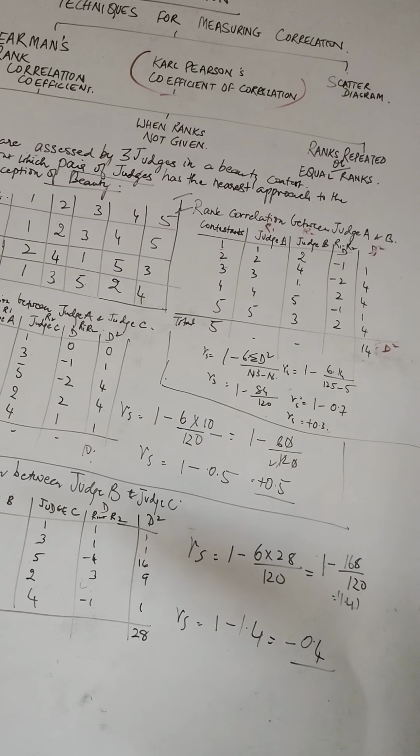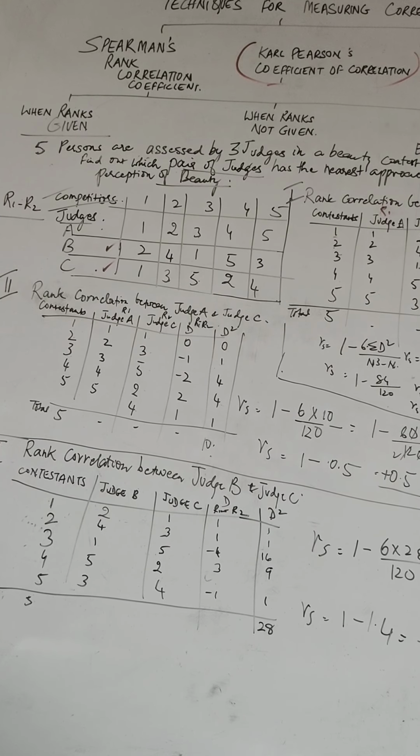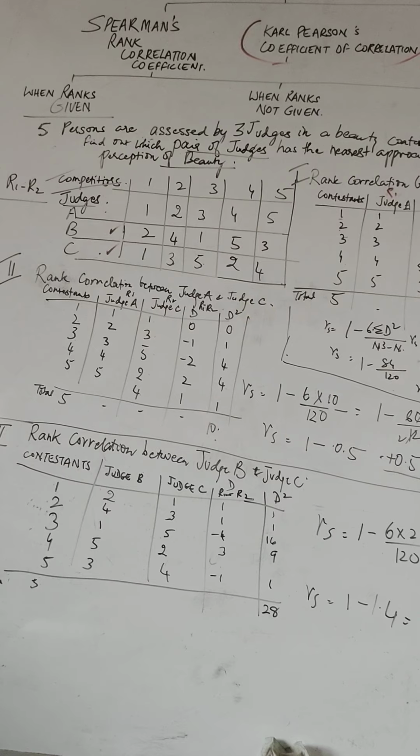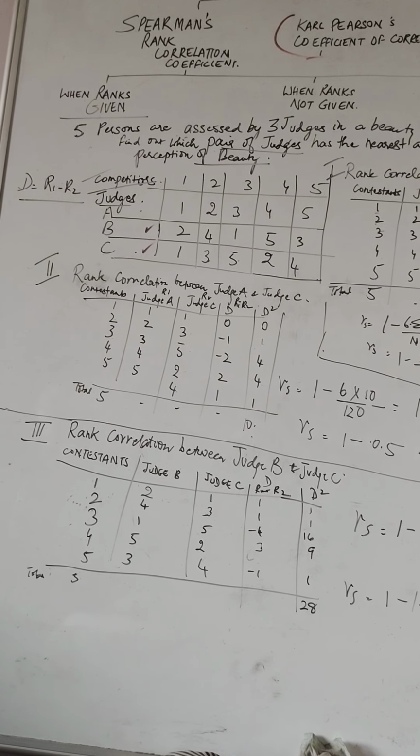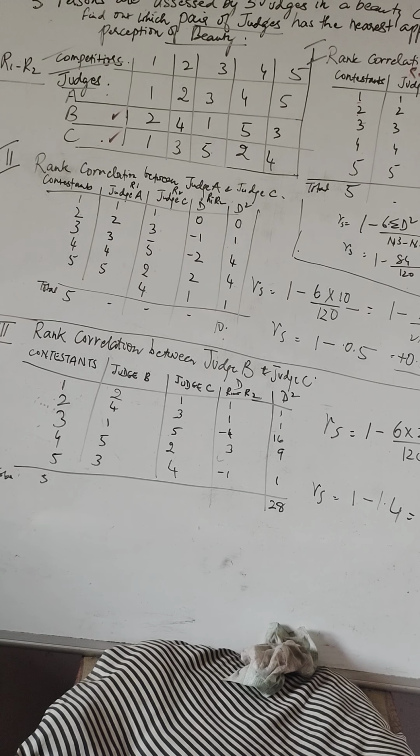Alright, now let's take the third one, that is between Judge B and Judge C. So let's find out about Judge B and Judge C. Okay, so we are going to do that now. I hope you can see that. Judge B and Judge C. So, here we go.